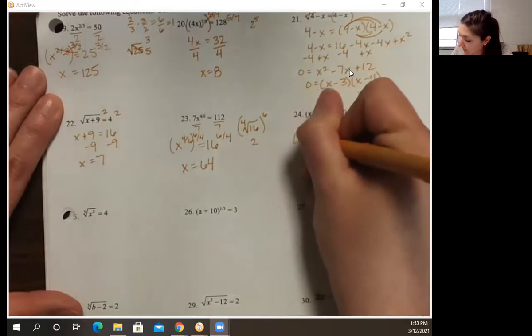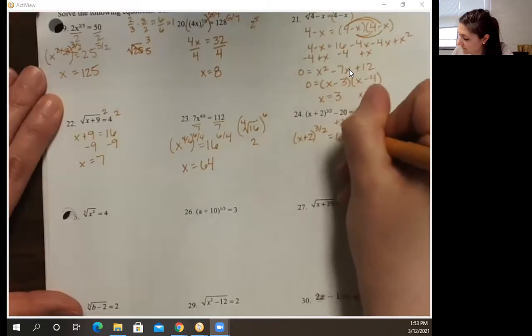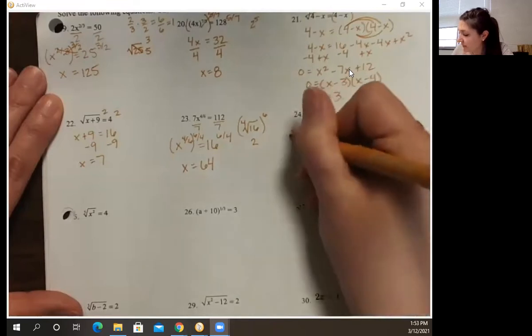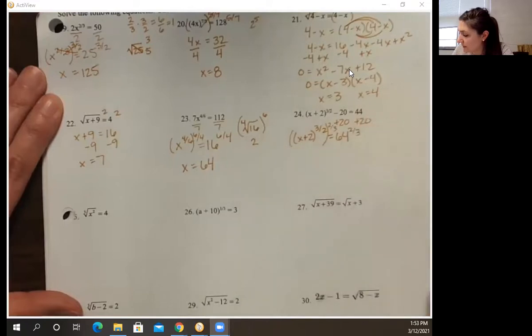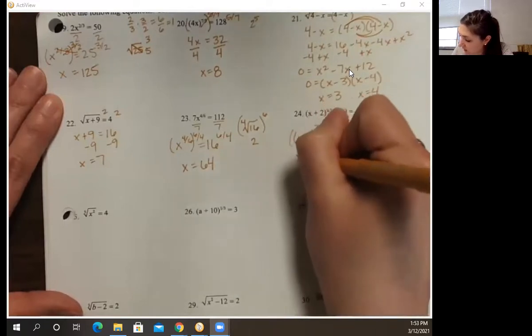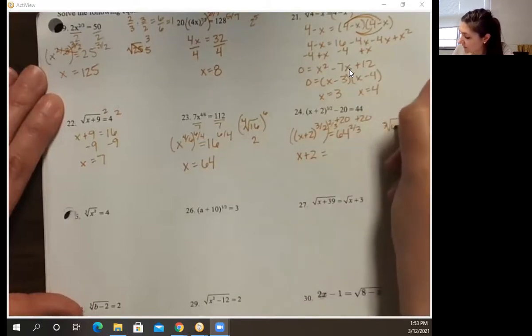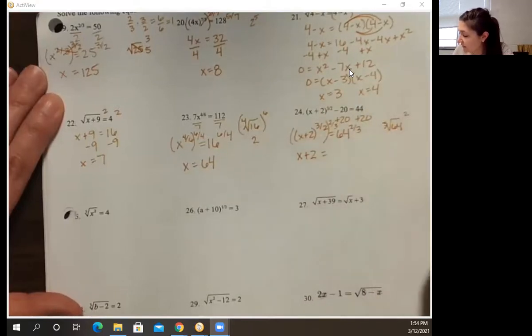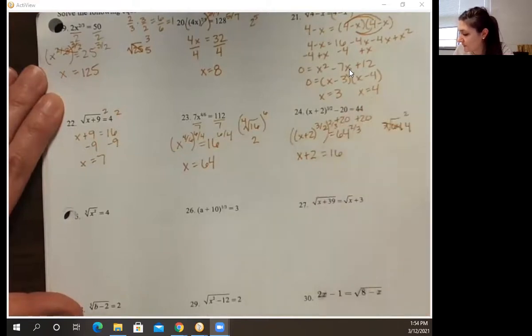So I've got (x + 2)^(3/2) = 64. And now I'm going to raise both sides to the reciprocal exponent, so to the 2/3 power. So I have x + 2 equals, this would be the cube root of 64, then squared. The cube root of 64 is 4, and 4 squared is 16.